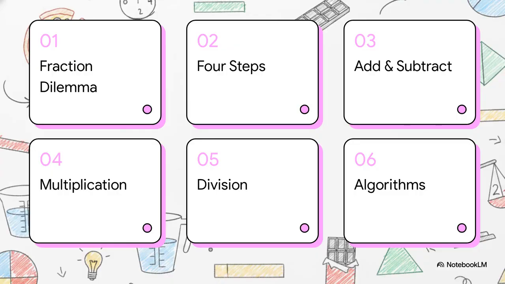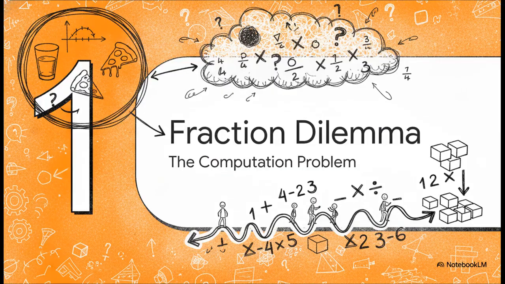First, the fraction dilemma. Second, 4 steps to understanding. Third, meaningful addition and subtraction. Fourth, visualizing multiplication. Fifth, demystifying division. And finally, transitioning to standard algorithms. Let's kick things off with Section 1, the fraction computation dilemma.